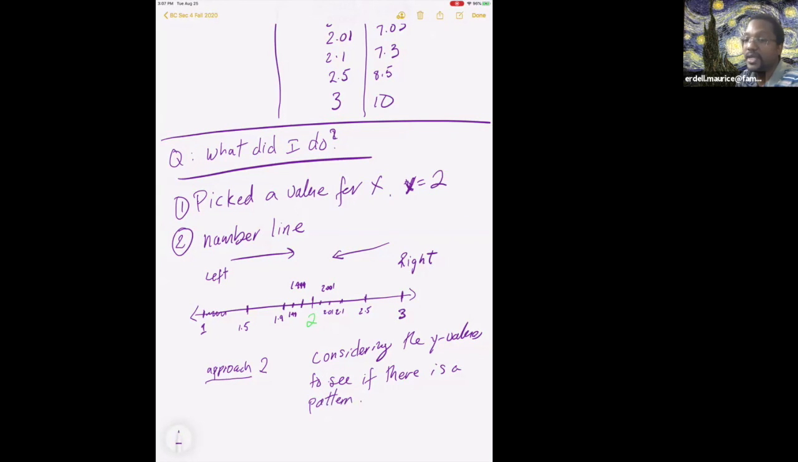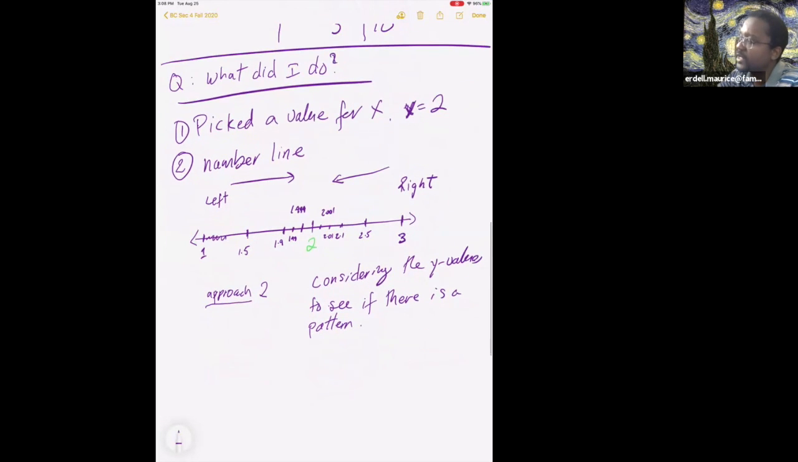And when looking at those y values, I saw that the number 7 was the one number that both sides agreed on, was one number that as I got closer to 2, the y values got closer to 7. And because of that pattern that I saw, I write this.